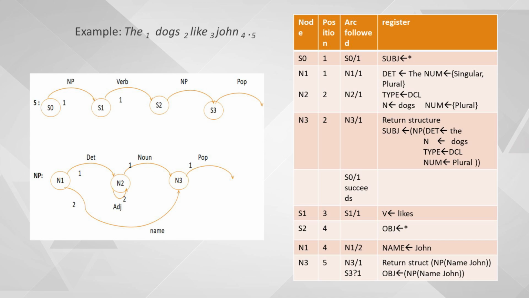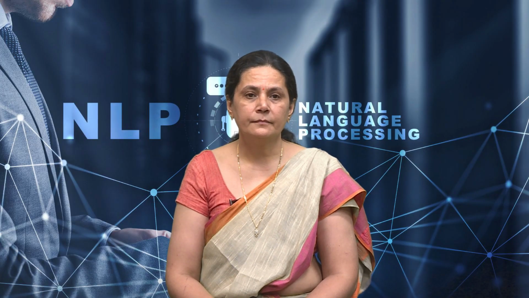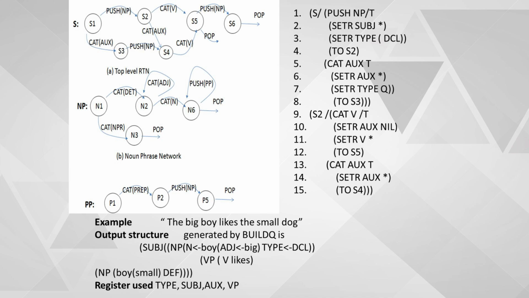So, this is an ATN network. Let us see an example of the ATN specification language for this particular network. On the left side of the figure, we see the same diagram, and on the right side is the ATN specification language. Let us see line number 1. As we see, the starting network S has two possibilities. One is push NP and the other is a category auxiliary test.